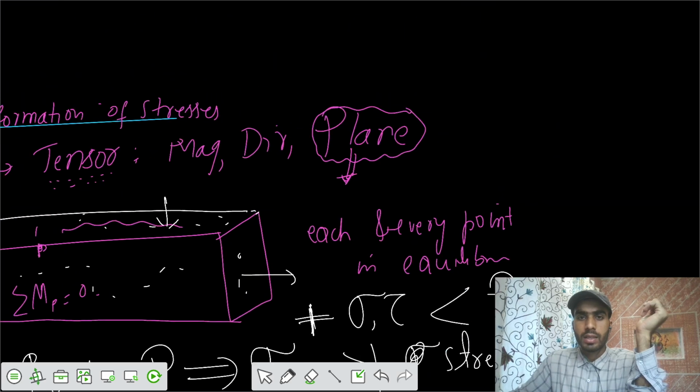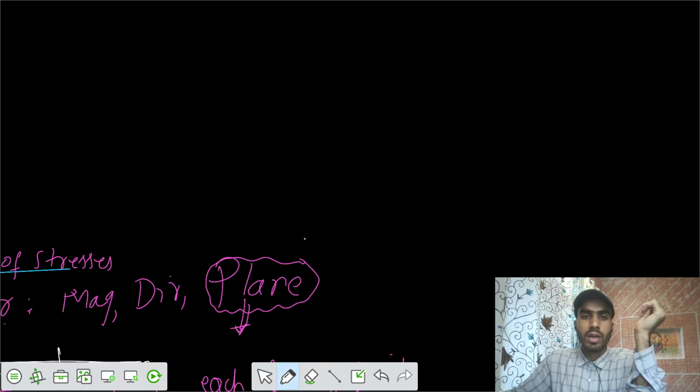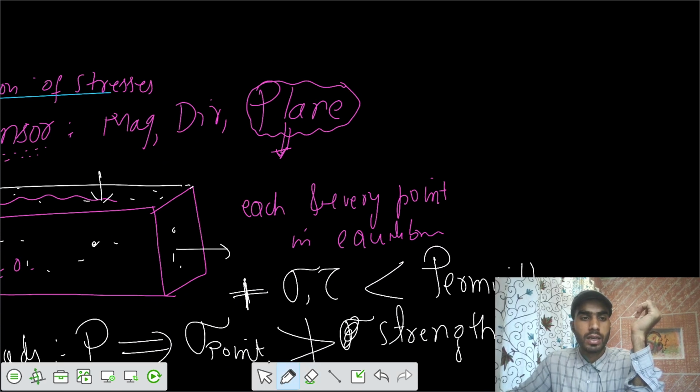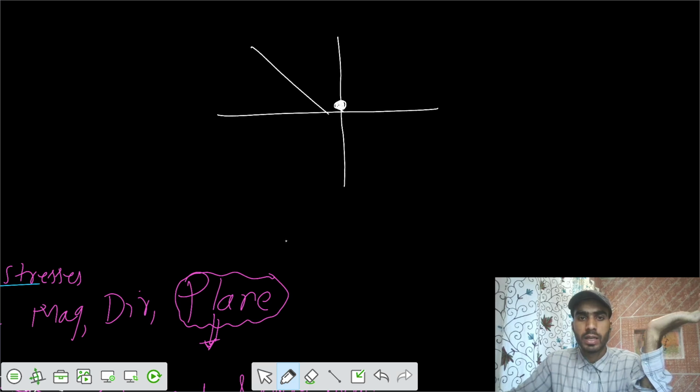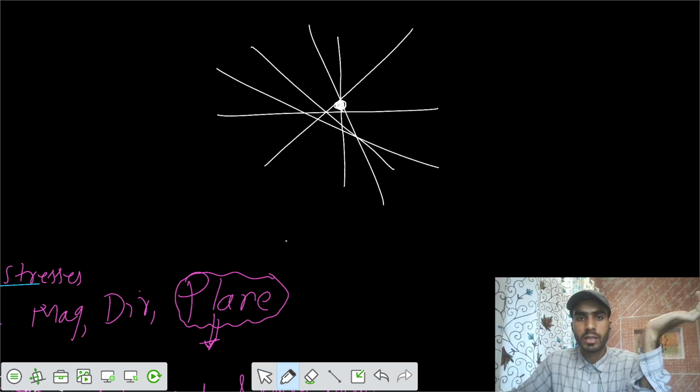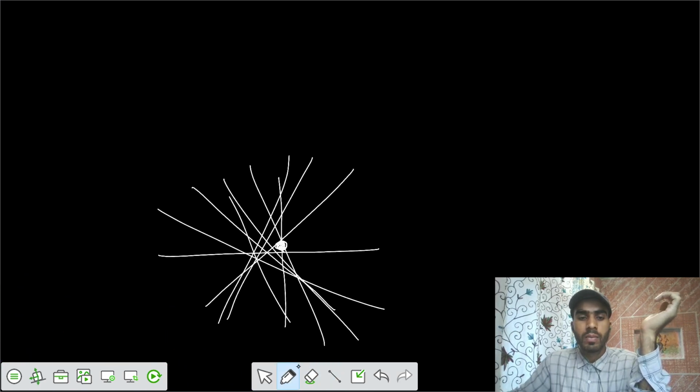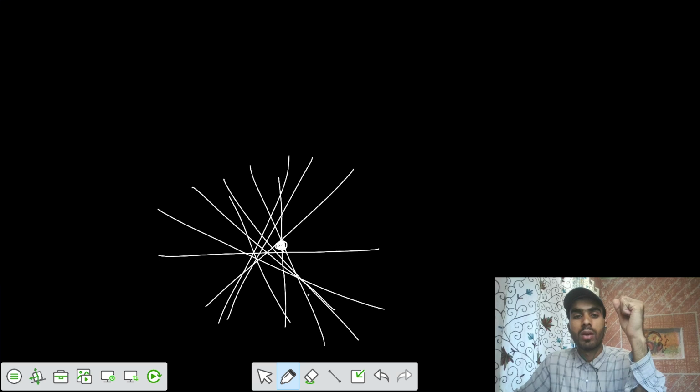So that's why this concept of stress transformation is there. Let's say we take any point, let's say this is point A, and we want to see what's happening at this point. There are an infinite number of planes passing through this point. So on what particular plane is the stress maximum, or on what plane is shear stress maximum, or normal stress maximum?